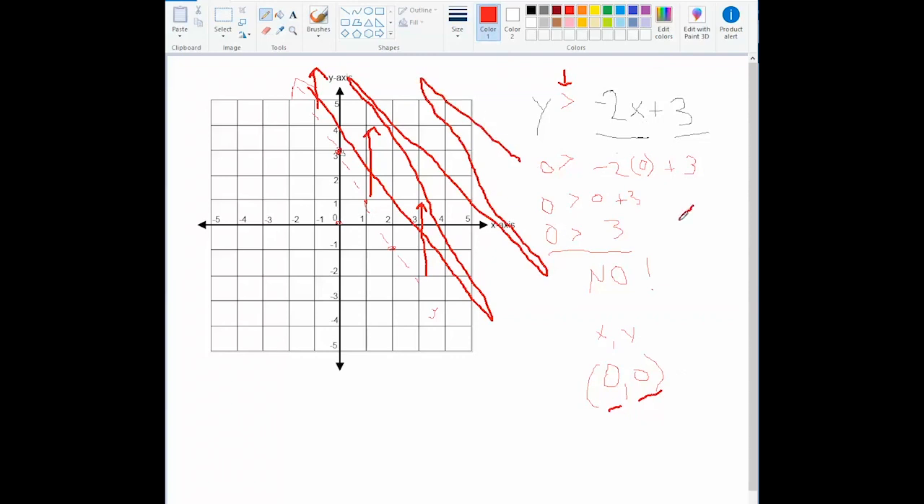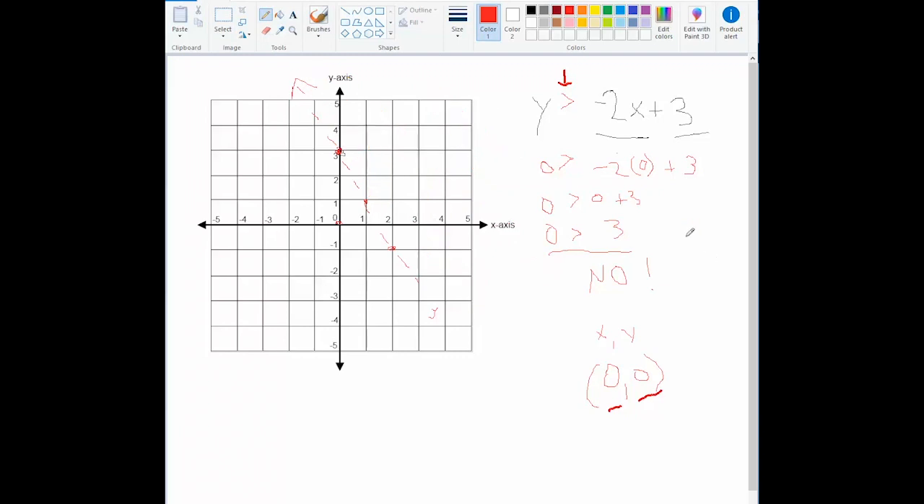And if it says less, we're going to shade below the line. We're going to shade where it would be lower than the line. And again, those represent your solutions.